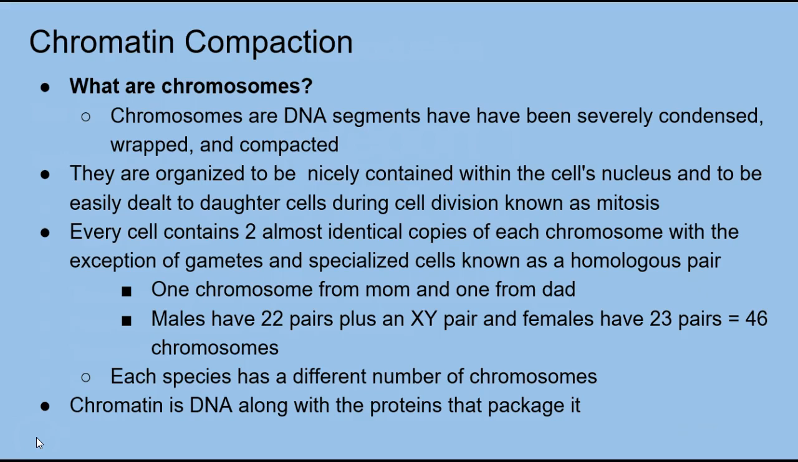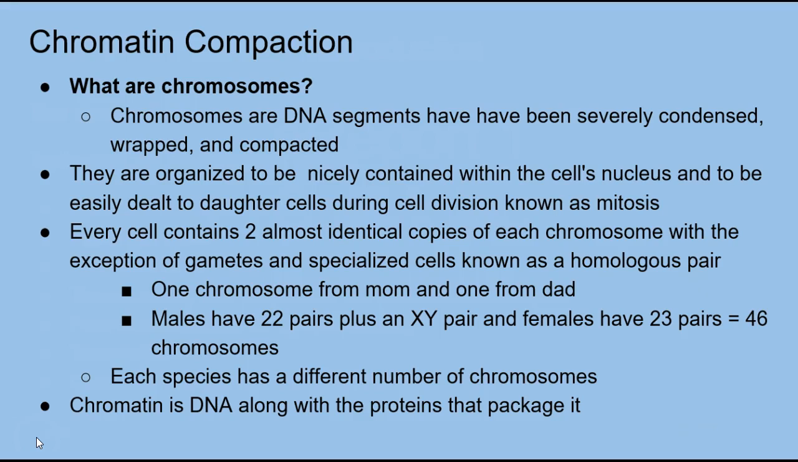Chromatin compaction. So what are chromosomes? Chromosomes are long DNA segments that have been severely condensed, wrapped, and compacted. They are organized to be nicely contained within the cell's nucleus and to be easily dealt to daughter cells during cell division, known as mitosis.